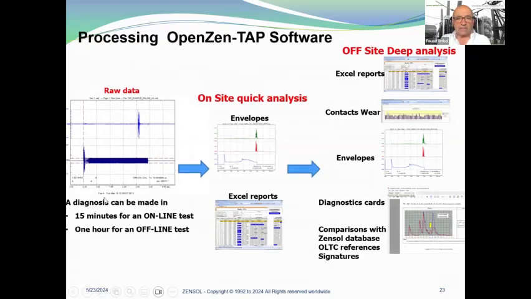The sequence of operations associated with an OLTC is described in the operation guide provided by the OLTC manufacturer. Here, a diagnosis can be made in 15 minutes for an online test and 1 hour for an offline test. Here you see what we get as raw data. You have, for example, an AC current for a motor drive, and here you have the impact of the diverter switch.